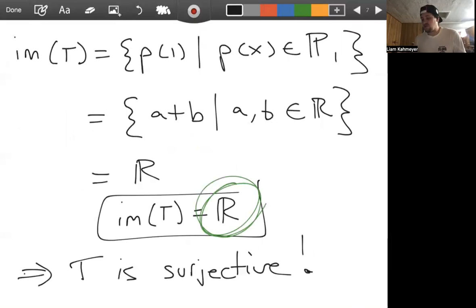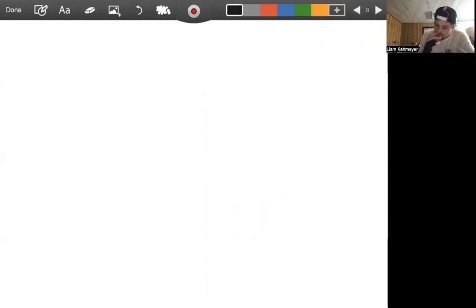We weren't asked to state that or show that, but it's worth noting. Anytime you calculate the image and you get that the image is the same as the codomain, well, then you know that your map is onto, or surjective. Let's look at another example.